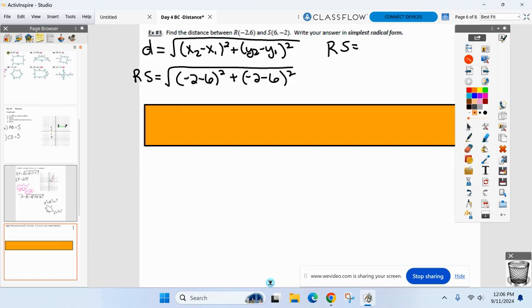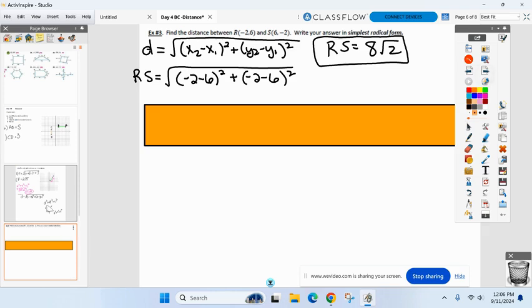Simplest radical form? What do you got? 8 radical 2. Yep, everyone should be getting 8 radical 2 in there. Good. Alrighty, any questions? We got one more to go because I'm not going to do example 5 with you.